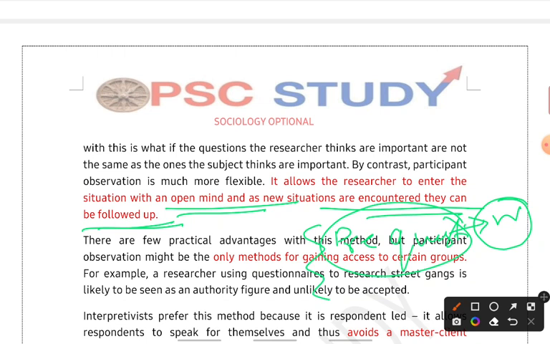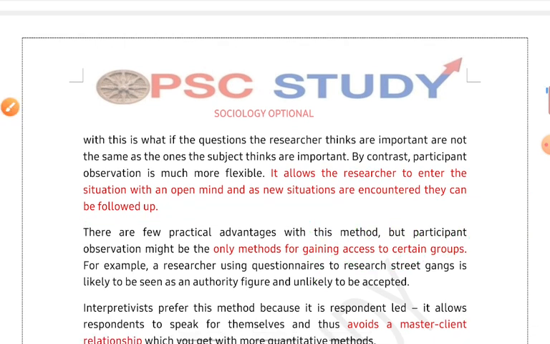So the questions the researcher will now be asking will be very different: what they understand from the famine, how they are relating the famine to their society. He will try to understand what they are doing and how they are handling the situation. He will ask a whole lot of different questions based on the situation which is prevalent over there.